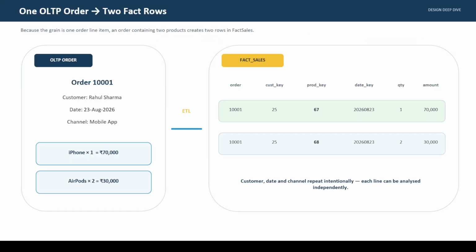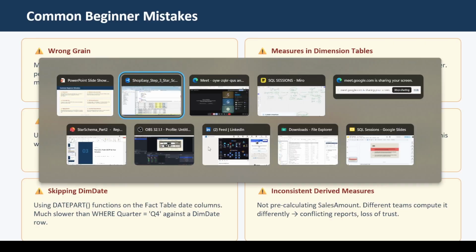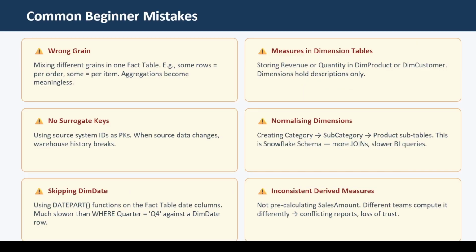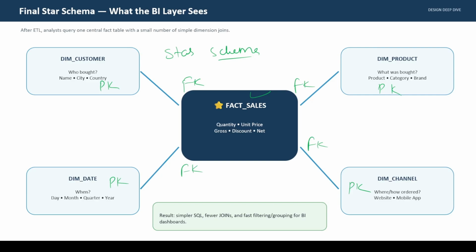Any doubts from anyone? Divya, yes. So this is all fact and dimensions. These are dimensional parts, no? In Azure Data Engineer, this is required to load the fact and dimension tables.